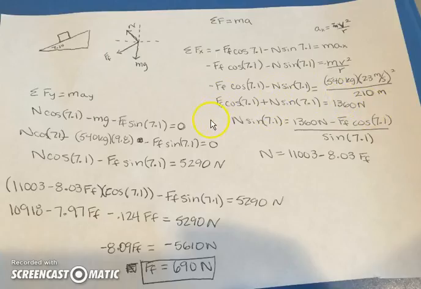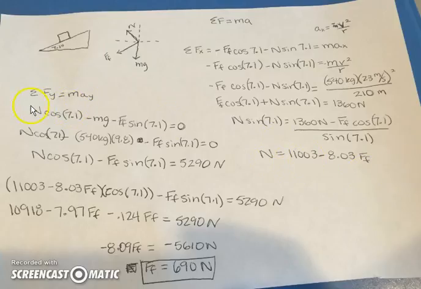Now you have this, so we're going to solve for N, which we move the friction force over here, and then once we solve for N, we get this number, because we divided by sine of 7.1, divide each by sine of 7.1, this is what we get.